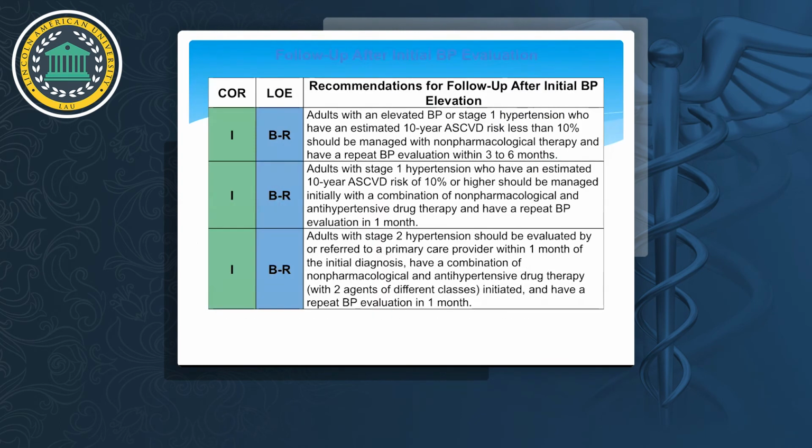Adults with elevated blood pressure or hypertension, you need to follow up after initial BP evaluation, and as per the recommended guidelines, you have to have a repeat BP evaluation within 3 to 6 months. The people who have stage 1 hypertension and ASCVD risk of less than 10%: lifestyle modification, no medications, and re-evaluate in 3 to 6 months. The people who have more than 10% or are on antihypertensive medications: repeat evaluation in 1 month.